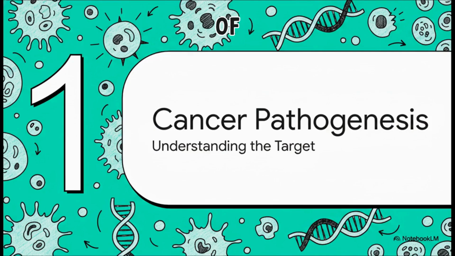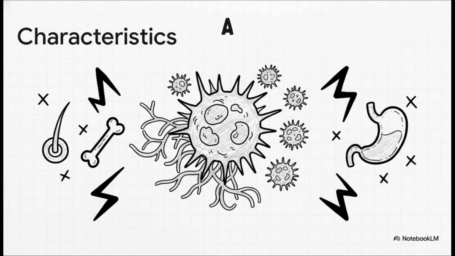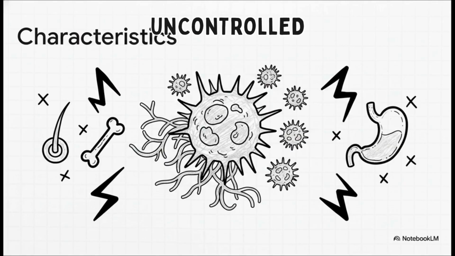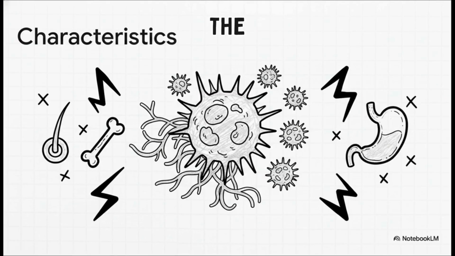The pathogenesis of cancer. We really need to understand the target here. So cancer cells manifest a few very distinct characteristics. First off, they suffer genetic lesions. This means their tumor suppressor genes are completely inactivated, while oncogenes get activated. And what does that do? It leads to uncontrolled proliferation, which is often supported by tumor-related angiogenesis, basically the tumor building its own new blood vessels just to feed itself. They also lose their normal cellular function through dedifferentiation, and they gain this really deadly ability to invade local tissues and metastasize to distant organs.